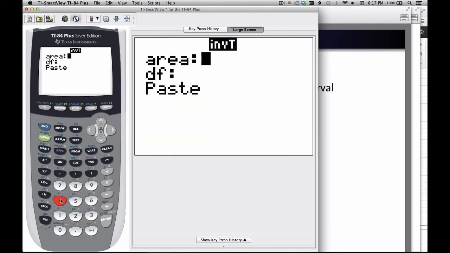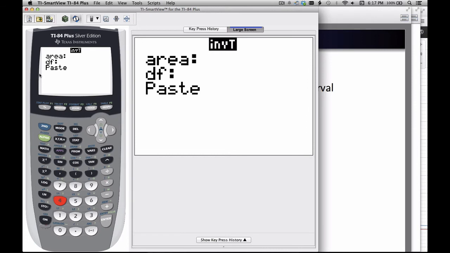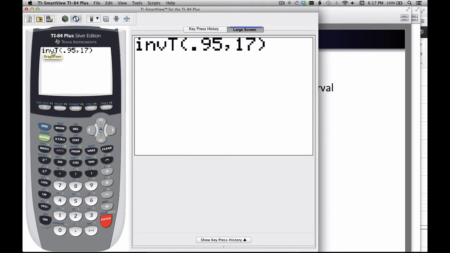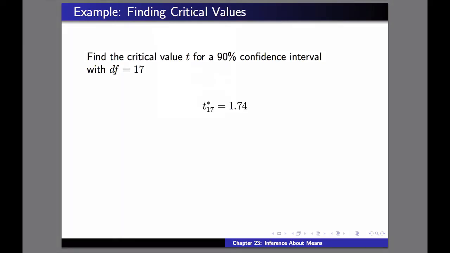This is going to take me from an area to a T value. So I go to 4, and the area that I'm looking for is, we said 95%, right, for a 90% confidence interval. So I'm going to put 0.95 in there for my area. The degrees of freedom, we had 17. Okay, now on your calculator it's going to look like inverse T of 0.95 comma 17, and you hit that, and there's our critical value. Okay, easy as that. That's what we got.